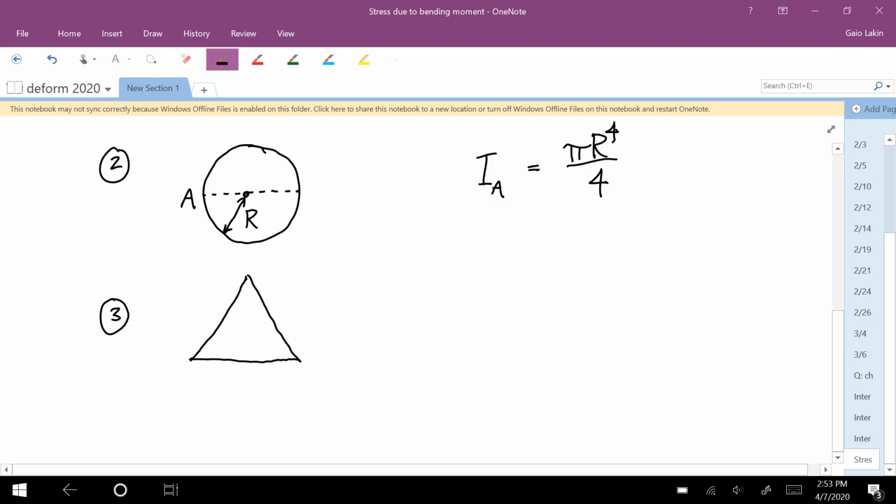It has to be an isosceles triangle like this because in order to use the formula for stress for a bending moment, in order for it to be applicable, this thing has to be symmetric about the y-axis. So it has to be like that. The axis has to go through the centroid. So there's the axis A. And again, we'll call this B. And this will be H, the height. And the formula for the area moment of inertia about A is BH cubed over 36.